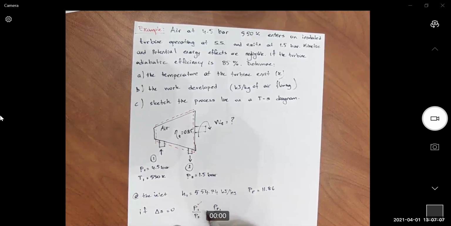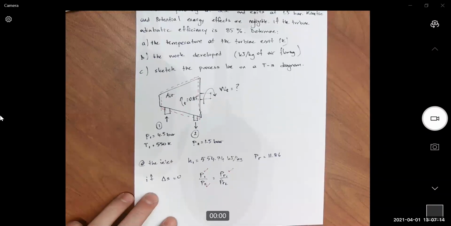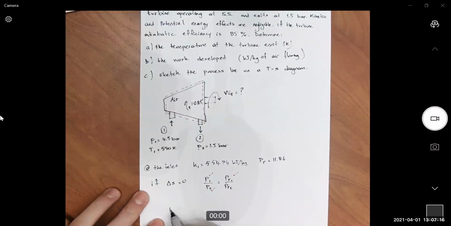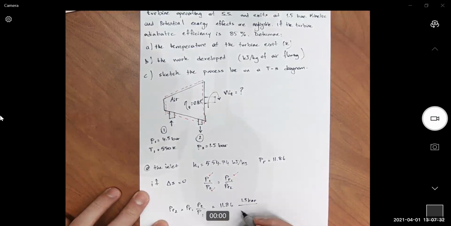I know my P1, P2, and PR1 at the inlet. PR2 equals PR1 times P2 over P1, right? 11.86 times 1.5 over 4.5. Here, PR2 is 3.953.